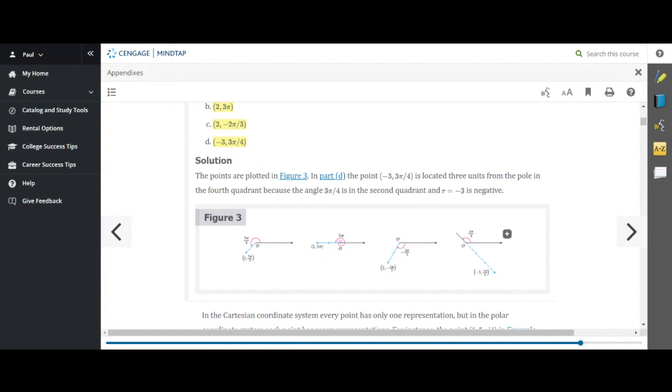Let's look at B. B has a polar coordinate (2, 3 pi over 3), or (2, 3 pi). Well, 3 times pi would be how many degrees? For this example 1 part B, 3 times pi is how many degrees?